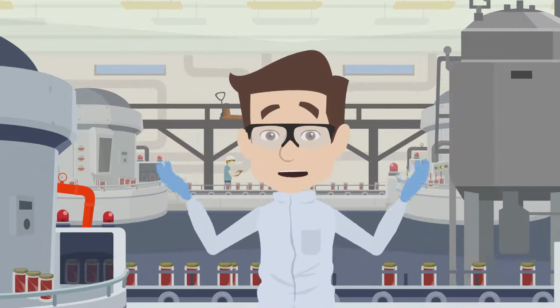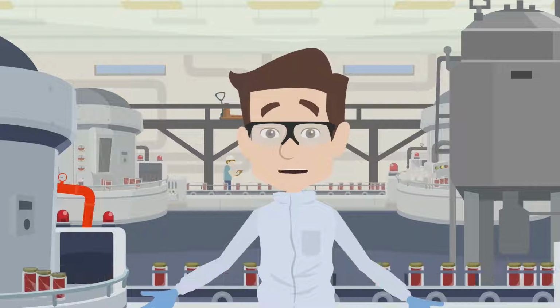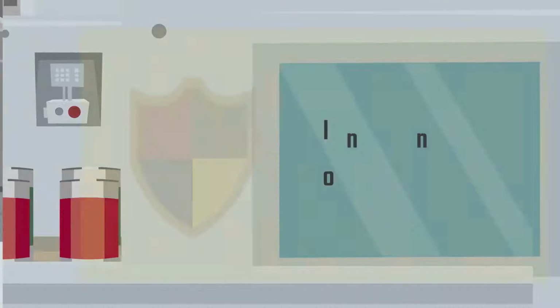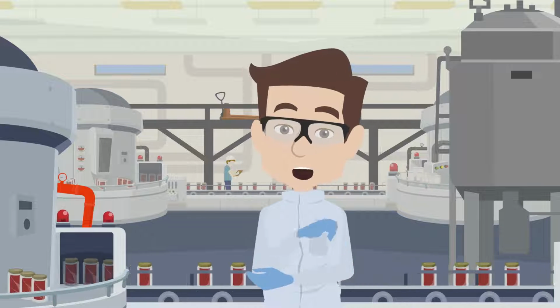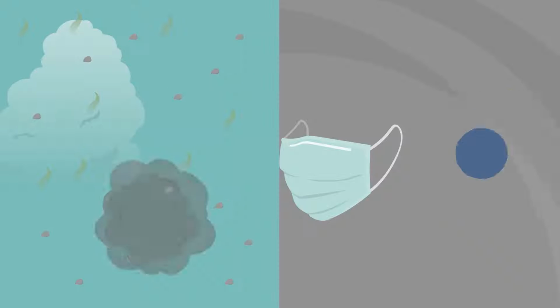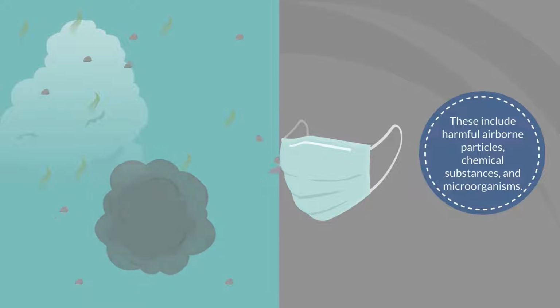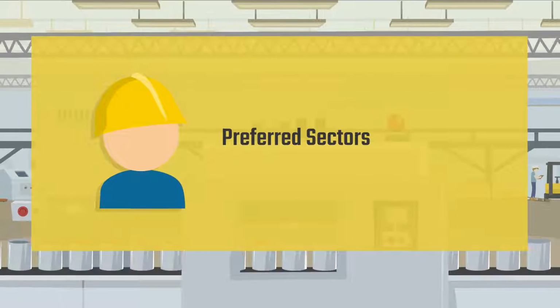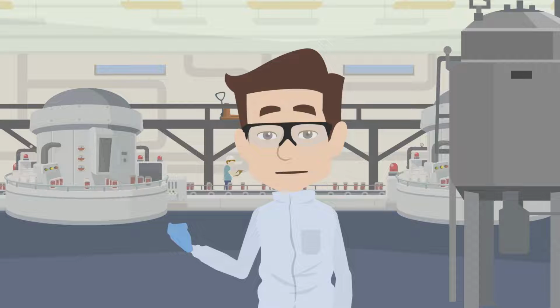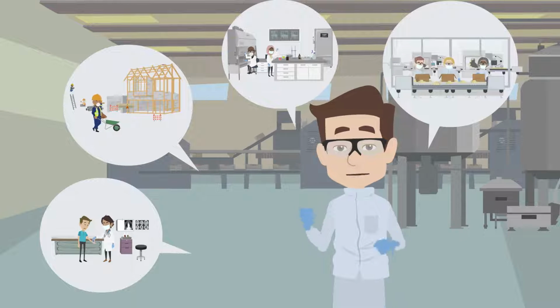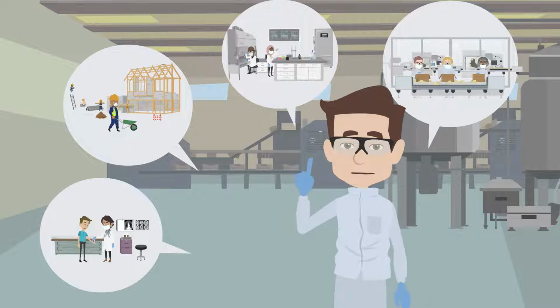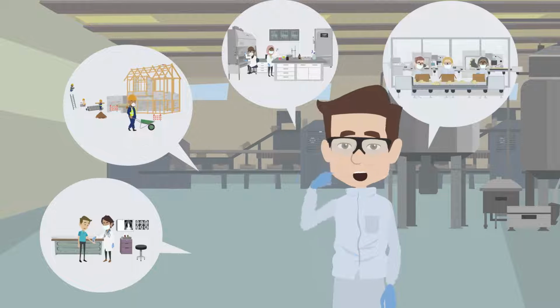We'll be discussing the use of protective masks in occupational safety. Protective masks shield against various risk factors. These include harmful airborne particles, chemical substances, and microorganisms. Masks are favored across various sectors. These include construction and building industry, chemical industry, healthcare sector, food industry, and agriculture and food processing.